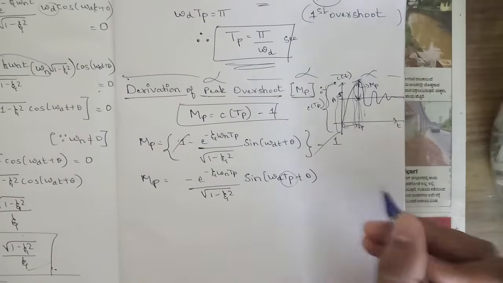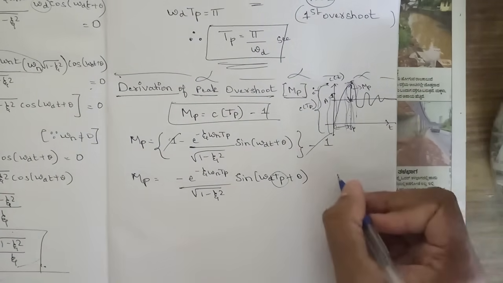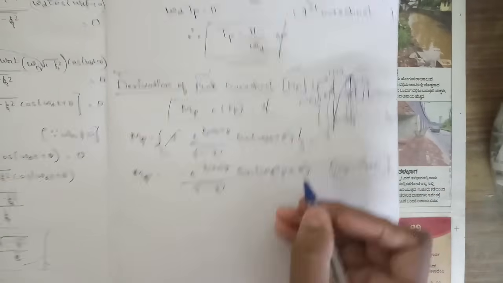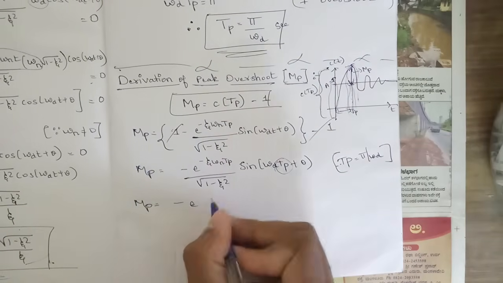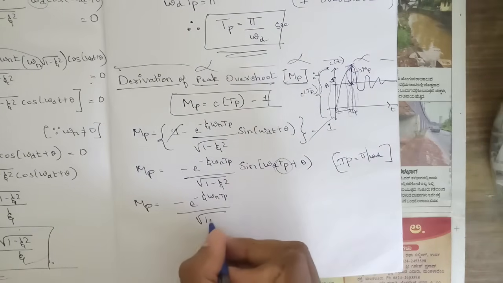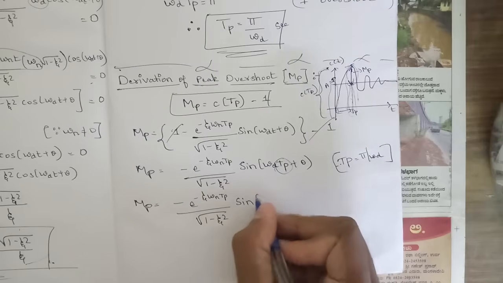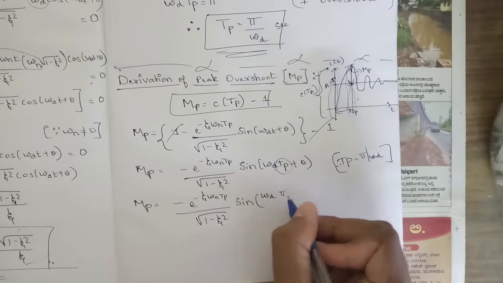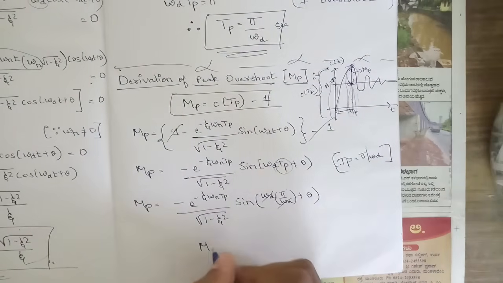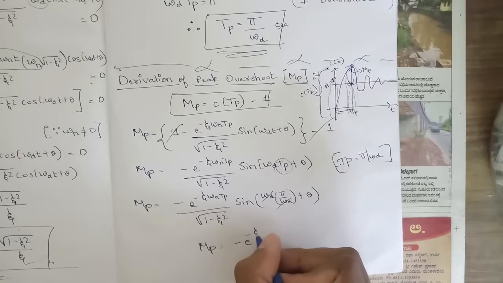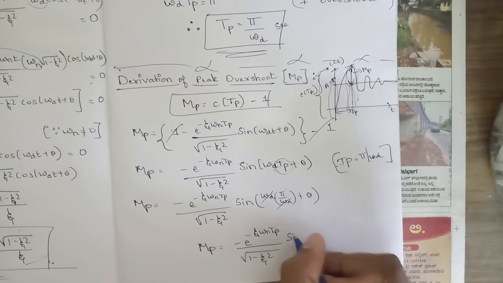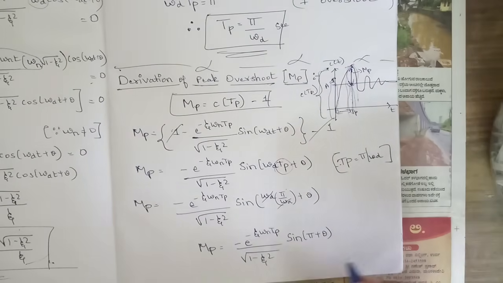Here we know that we have just now derived the relation for TP, right? So TP is equal to pi by omega d. So now in this equation again substitute the value of TP as pi by omega d. So minus e to the power minus zeta omega n TP, here you keep it as it is, divided by square root of 1 minus zeta square, sine of omega d into pi by omega d in place of TP, plus theta. So your omega d would be getting cancelled. So the final expression of MP that we are getting is minus e to the power minus zeta omega n TP divided by square root of 1 minus zeta square, into sine of pi plus theta.